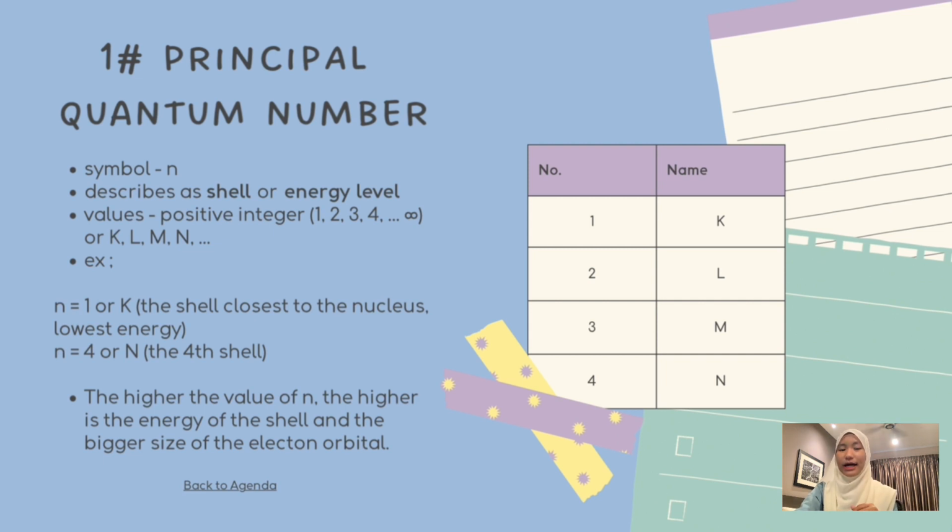As a conclusion, the higher the value of n, the higher the energy of the shell, and the bigger the size of the electron orbital, which means when n increases, the number of shells also increases. So if n equal to 4, it has 4 shells, and the size of the electron orbital is much bigger because it has many shells. As the table shows, if the number of shells is 1, which is n equal to 1, the name is K, and 2 is L, 3 is M, and 4 is N.